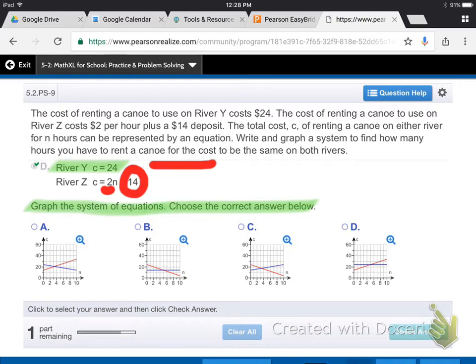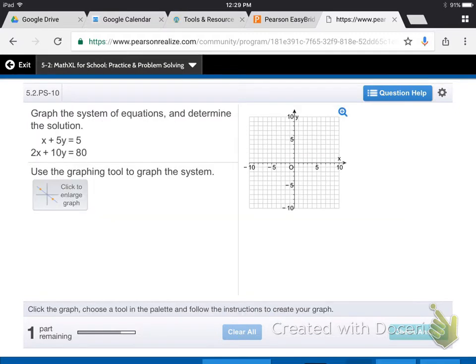There has to be a straight line at y equals 24, and actually you can see that D is the only choice because that's the only one that starts at 24 and goes straight across. And then the other line is going to be hitting it somewhere in the middle there. Okay, this problem says graph the system and determine the solution. We got this. Okay.